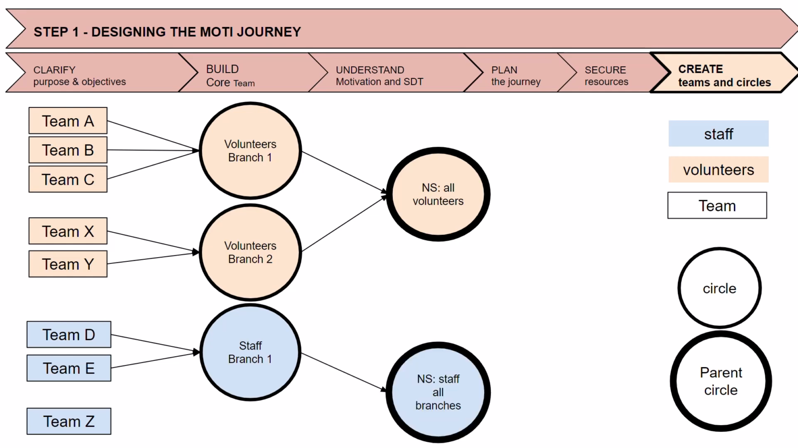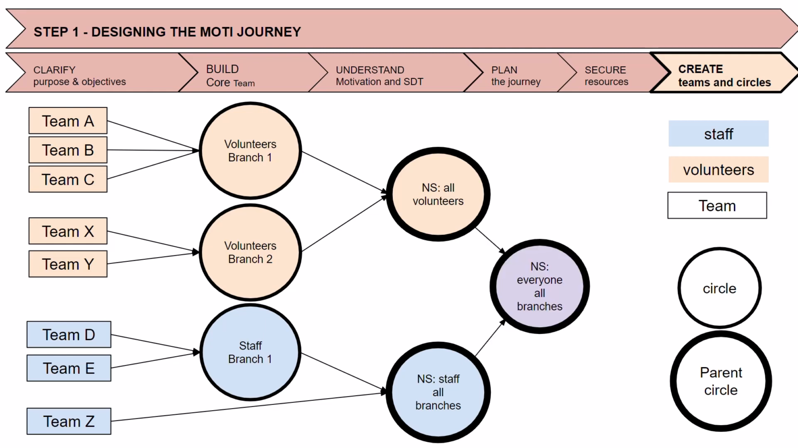And in the same way, you can group all the staff in the National Society into a parent circle called National Society Staff All Branches. Now, we did it this way because we know that the volunteering profiles of staff and volunteers are quite different. And we'll probably get into that in another video. But just trust me on this. It's difficult to compare volunteers with staff when it comes to autonomy or belonging or competence or in motivational outcomes. So it's best to keep the volunteers together as long as possible and the staff together as long as possible.